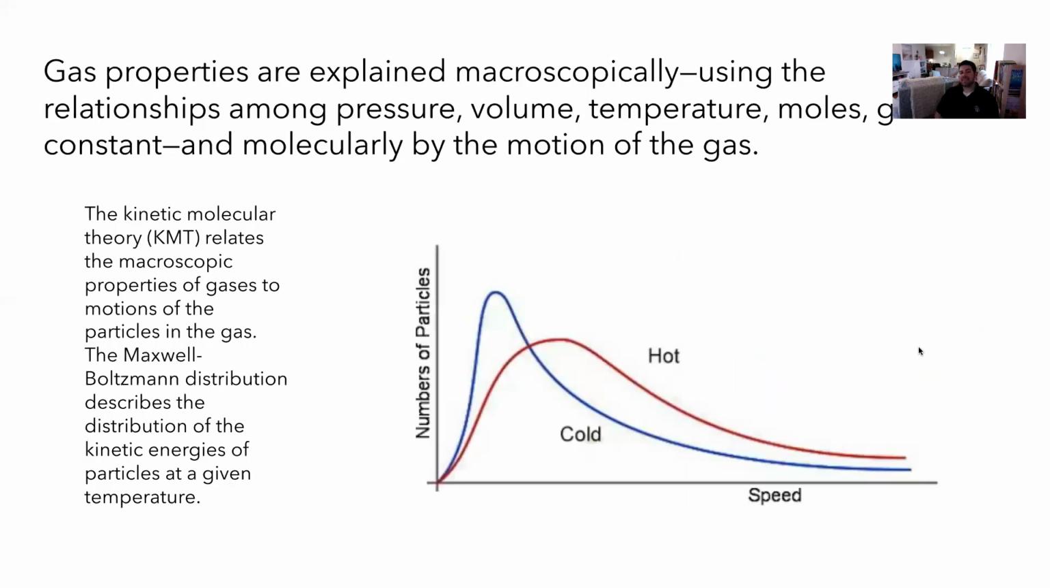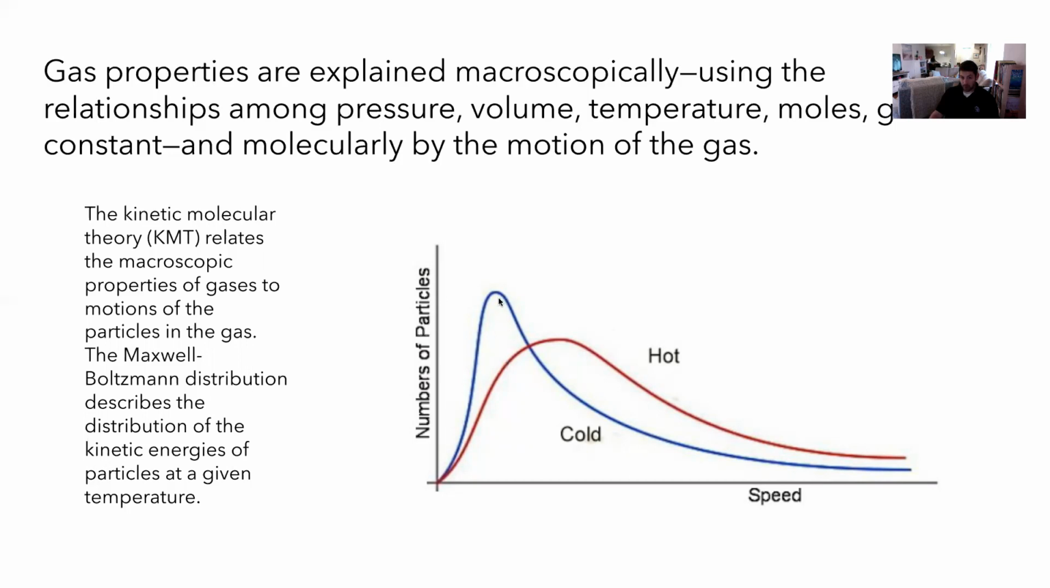So now, the kinetic molecular theory relates the macroscopic properties of gases to motions of the particles in the gas. The Maxwell-Boltzmann distribution describes the distribution of kinetic energies of particles at a given temperature. All right. We have not mentioned the Maxwell-Boltzmann distribution. I think we saw it just briefly, but I'm going to go over it real quick. All right, it kind of looks like all of those graphs you may have seen in the news about flattening the curve. All right, but here's how a Maxwell-Boltzmann distribution works.